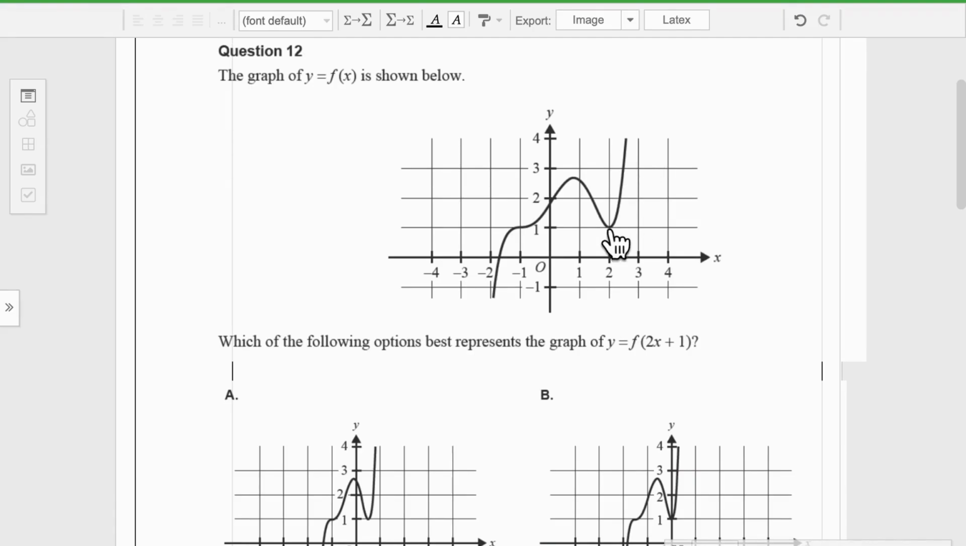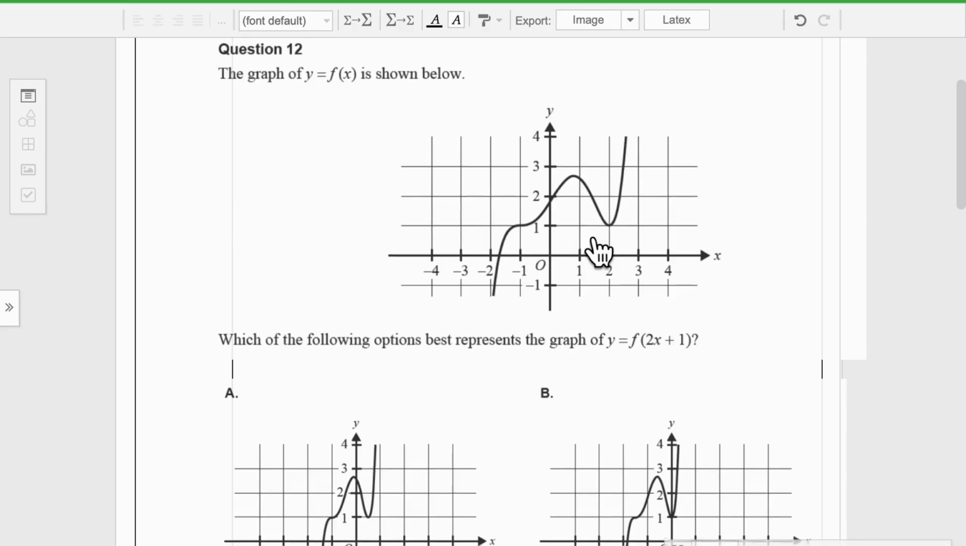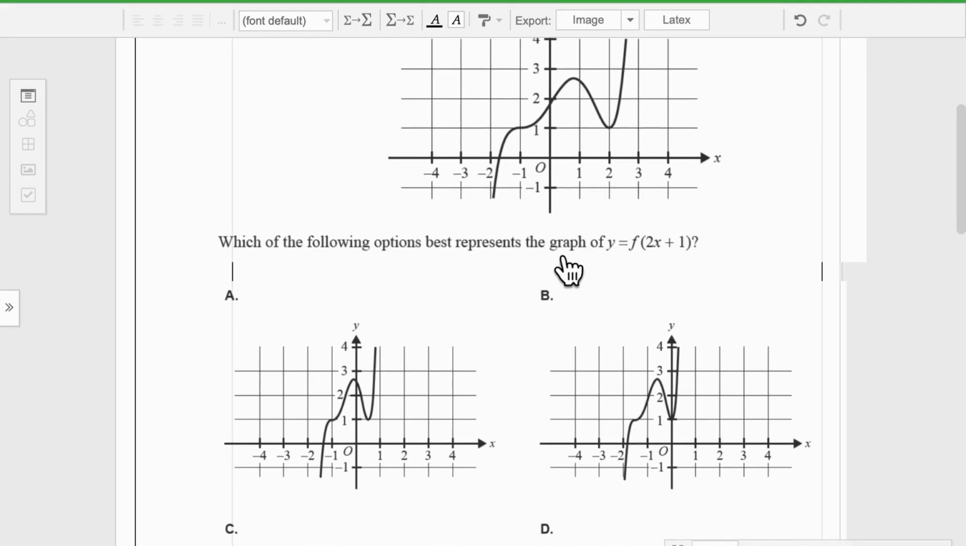Also, the graph has been moved to the left. When we look at this turning point, after being compressed by a factor of a half, the turning point should be here, at the position where x is 1. Then if you move it to the left by 1 over 2 unit, the correct answer can only be A.